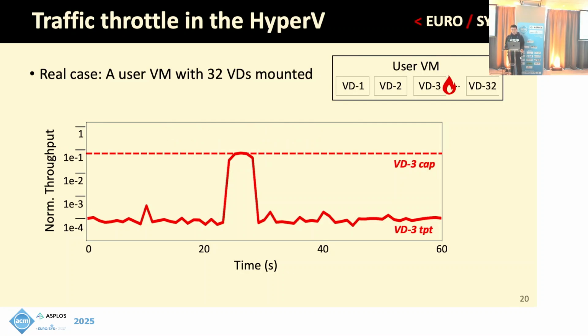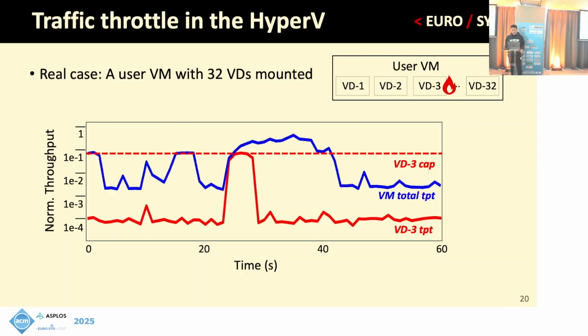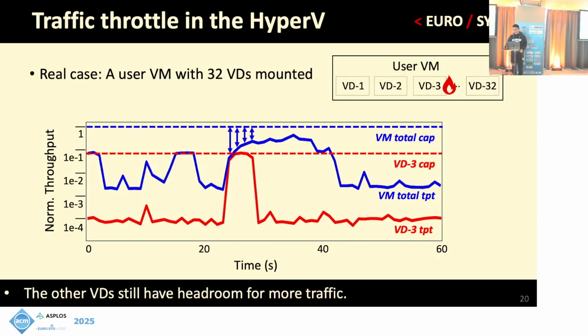At the same time, we look at the VM's total storage traffic, shown as the blue curve. And we also plot the total throughput cap of all the mounted VDs, that is the blue horizontal line. We can see that there is still some headroom below the VM's total cap. In other words, the other VDs still have capacity to let more traffic pass.